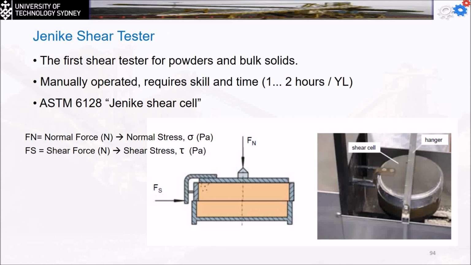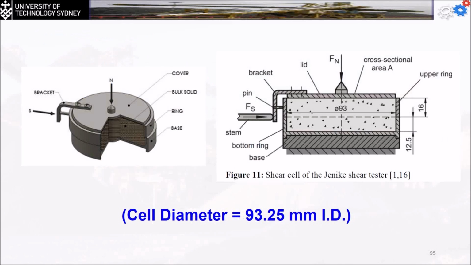So the cell diameter for the device, that's for the one we use at Wollongong University. These dimensions are going to be different. And once again, as I told you, it's going to be a square cross-section instead of a circular cross-section, but it's going to give you the same values.